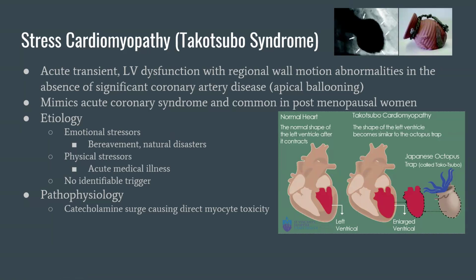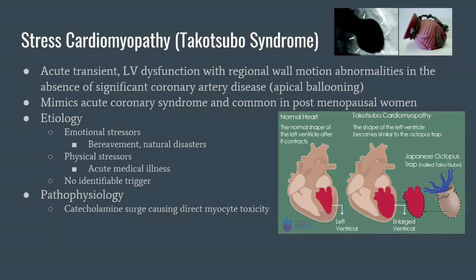It mimics acute coronary syndrome and it's common in postmenopausal women. And the etiology is usually someone who just lost a spouse, or grief or bereavement or a natural disaster. Acute medical illness as a physical stressor can cause this. Sometimes there's no identifiable trigger.